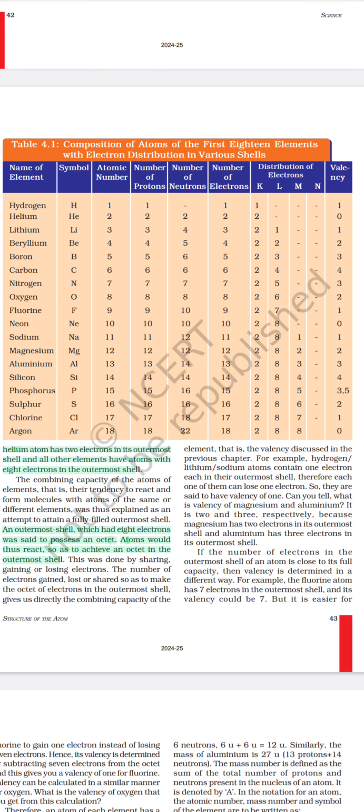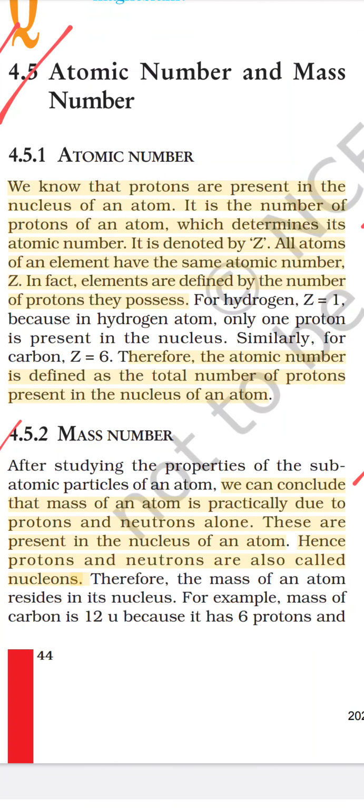Similarly, helium, lithium, beryllium, boron, carbon, nitrogen, oxygen, fluorine, neon, sodium, magnesium, aluminum, silicon, phosphorus, sulfur, chlorine, argon, and so on. You can look at it. Okay. Now, we will discuss atomic number and mass number.